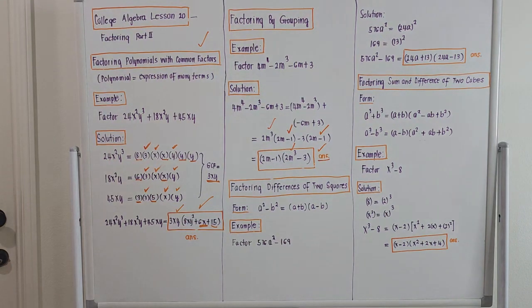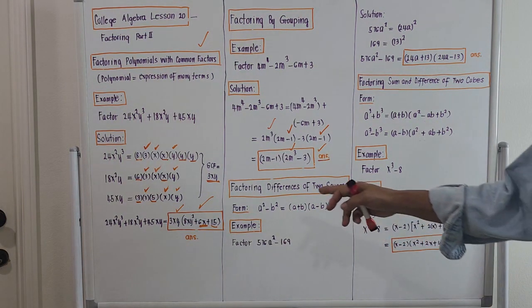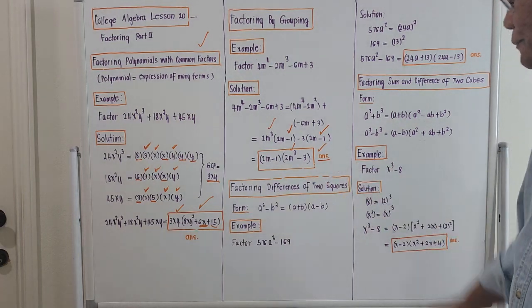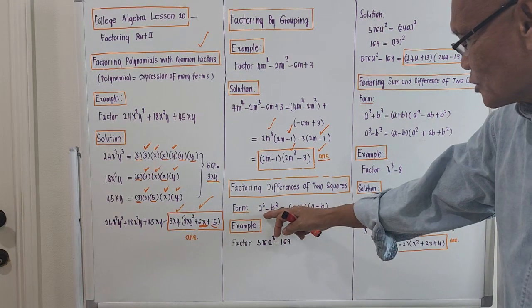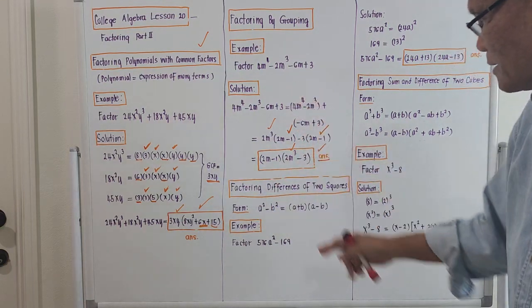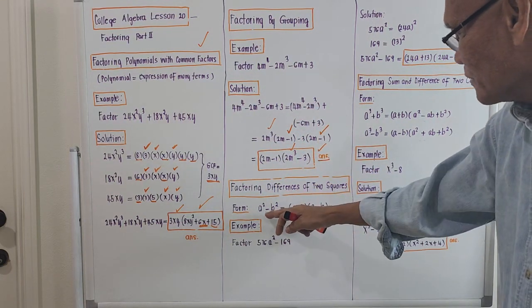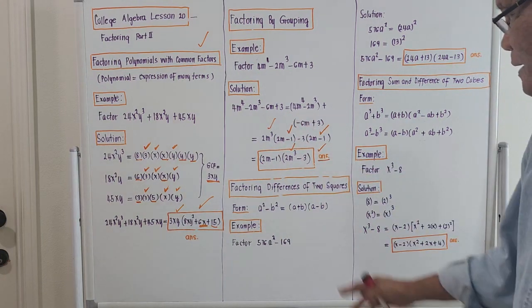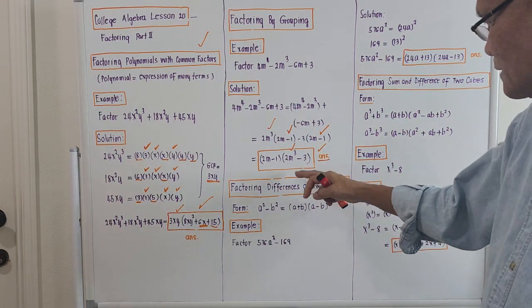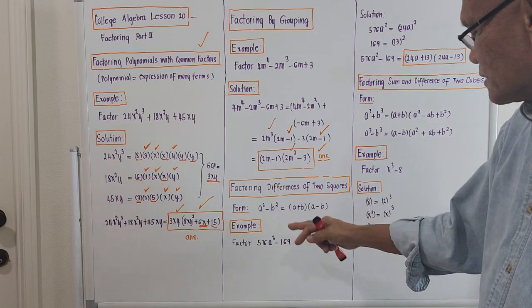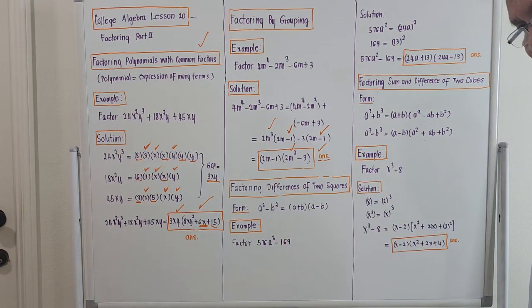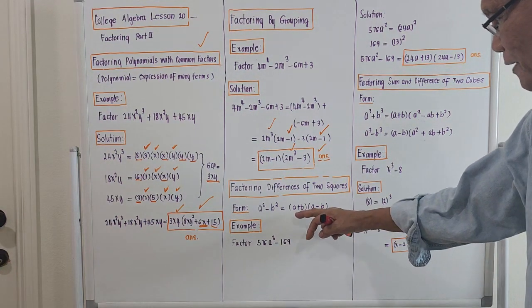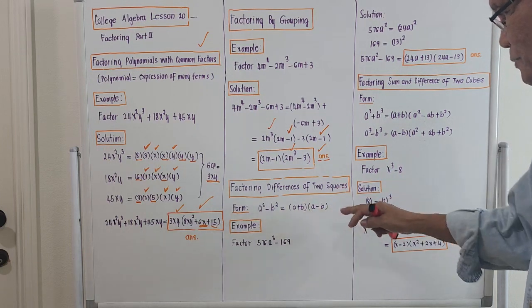Okay, let's try to bring out number 3. Factoring differences of two squares. Okay? Two squares. A square is a square, B square is a square. Difference, so this should be minus. Under factorization, under differences of two squares, the form will be something like this: a square minus b square. And this can be written as, you have to memorize this, the product of the quantity a plus b times the quantity a minus b.